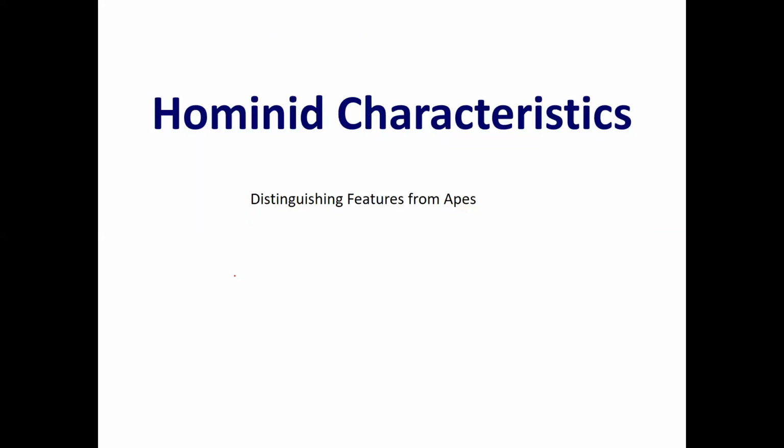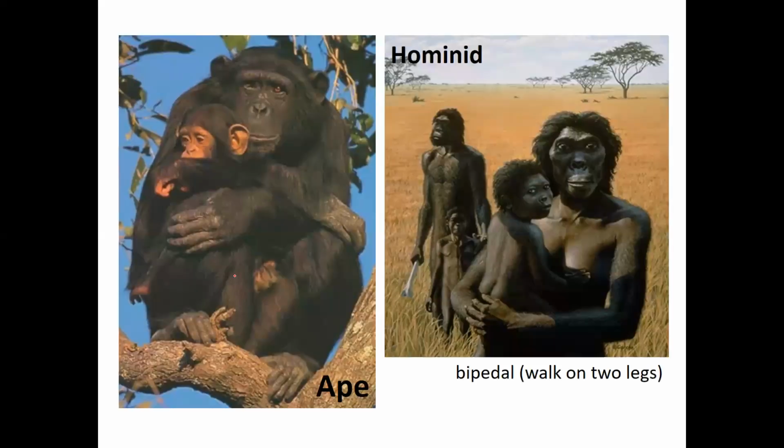So what are some hominid characteristics that distinguish them from the other apes? One is that hominids were bipedal, meaning they walked on two legs, most of the time. It's not that apes can't walk on two legs. Other apes can walk on two legs. It's just that it's not the default mode of ground motion.